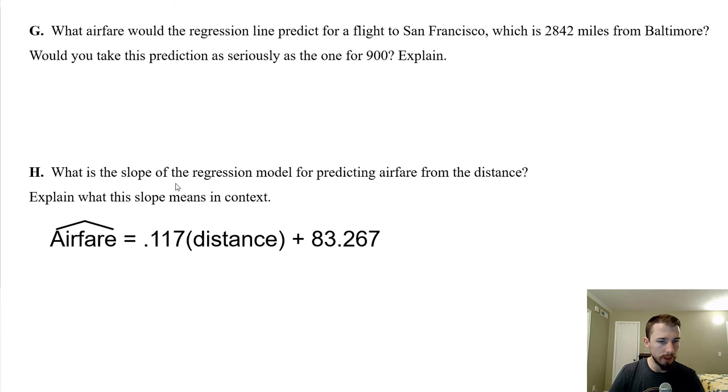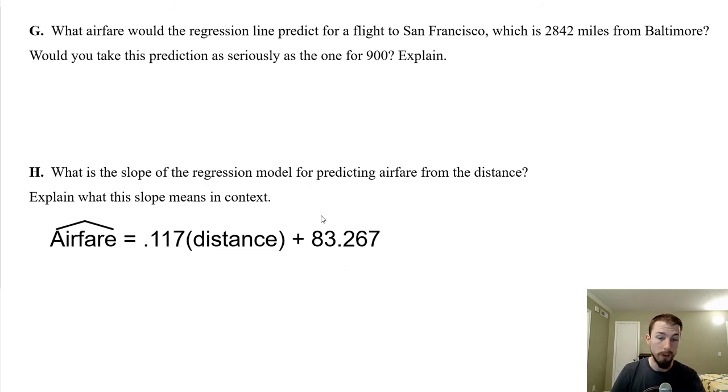What is the slope of the regression model for predicting the airline? Okay, so the slope was 0.117. What does that slope mean in context? So for every additional mile of travel on the flight, we would expect the airfare to increase by 11.7 cents for every mile.